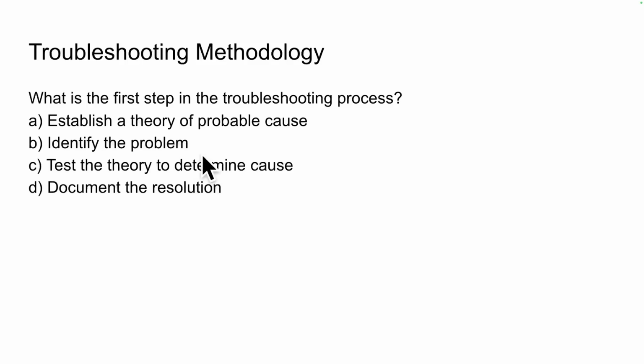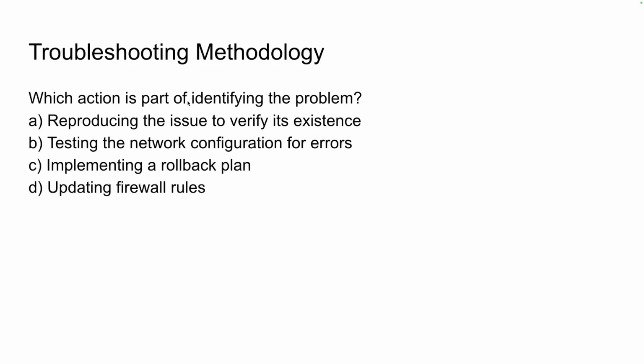So the first one is to identify the problem. Which action is part of identifying the problem? Reproducing the issue to verify its existence. That's not the one. Testing network configuration for errors, implementing a rollback plan, updating firewall rules. So the closest thing to identifying the problem would be the testing of the network configuration for errors. Reproducing the issue to verify its existence.